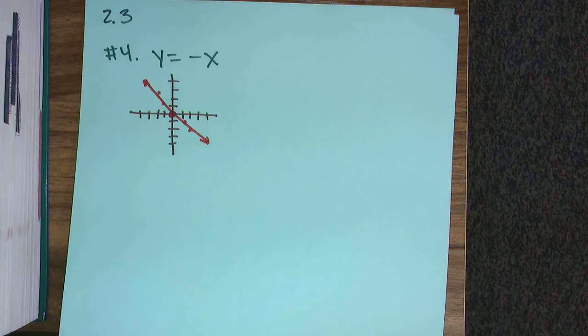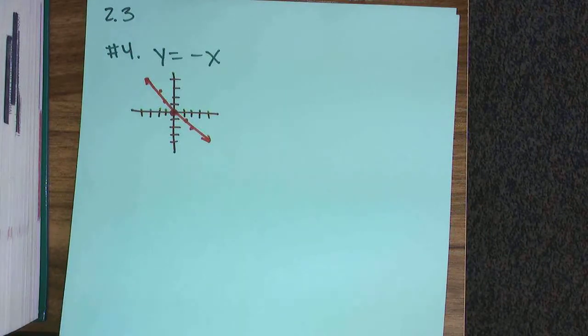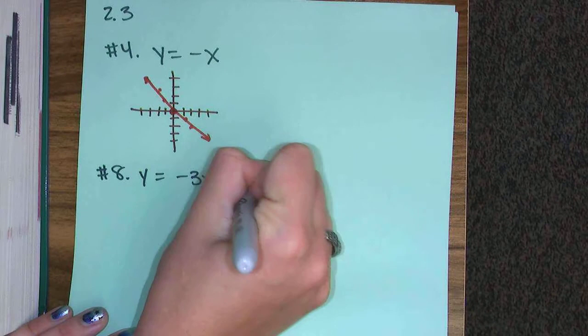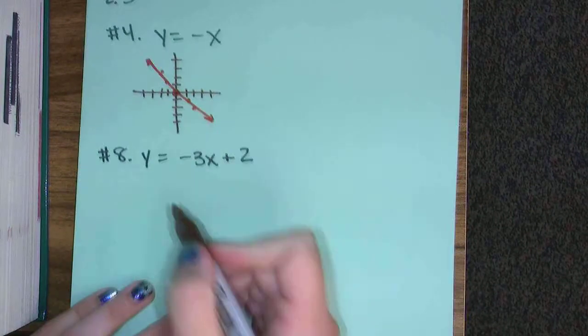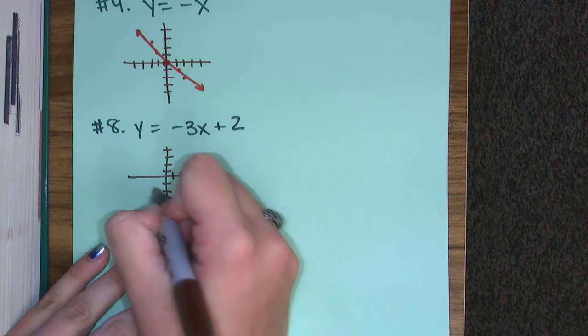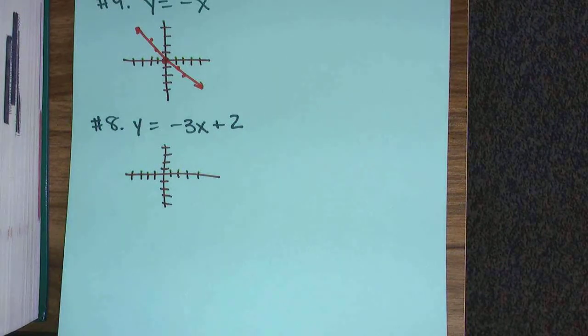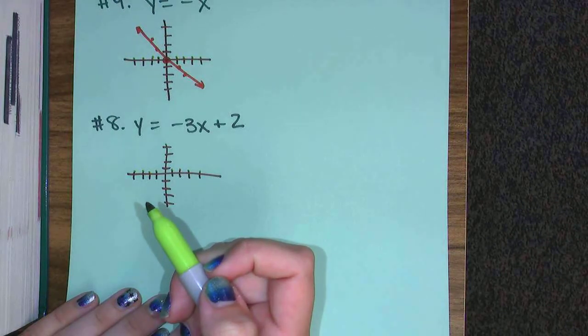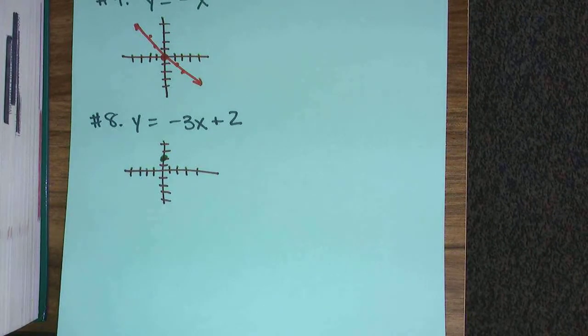Let's see. Number 8. Y is equal to negative 3x plus 2. Y-intercept is 2, so where does that go? Up 2. And my slope?